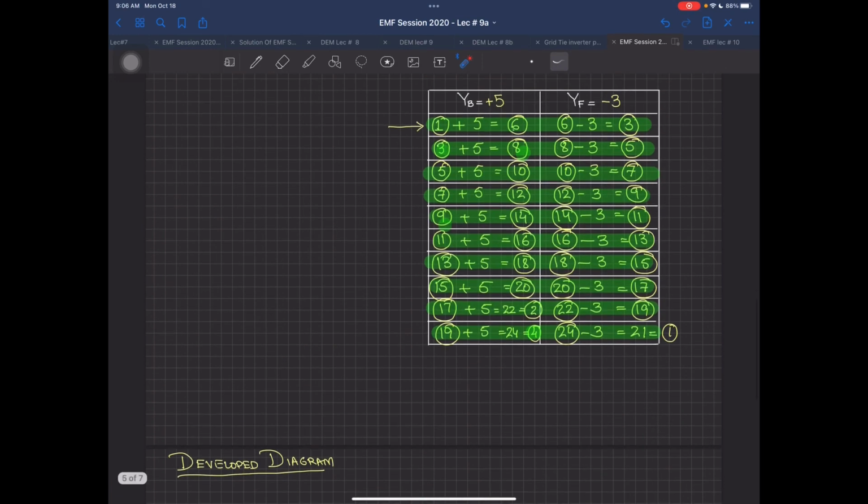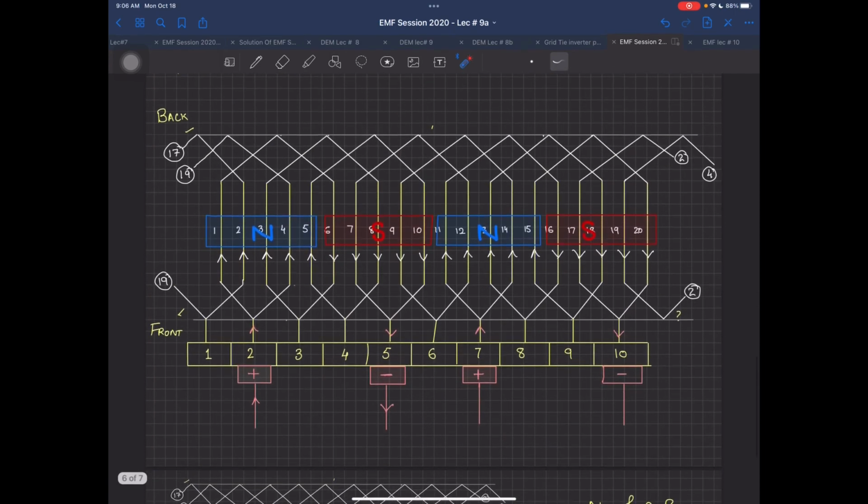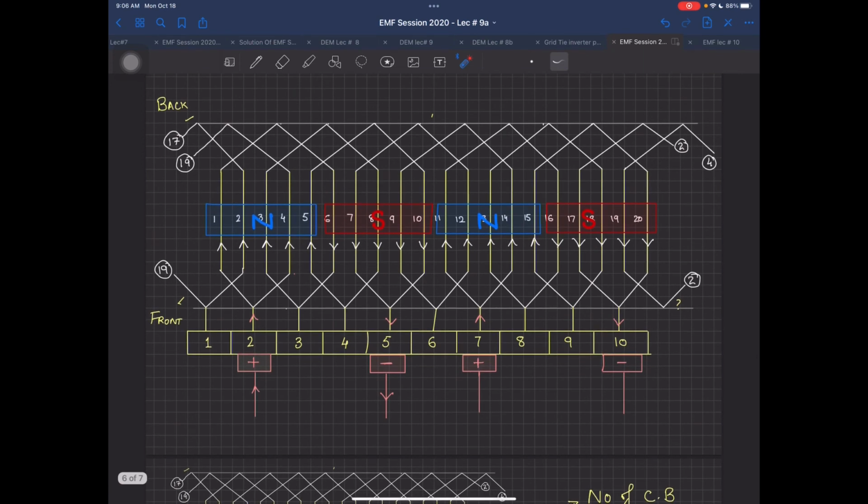So your values of YB and YF have to be 7 and 5 or 5 and 3. Now I told you that normally 5 and 3, they are always completed. The winding is doable. But try this same example with 7 and 5 yourself. Okay? And in your assignment also, maybe on a Word page, draw these vertical lines, get it printed, and everyone can use it, and then draw it by your own hands.